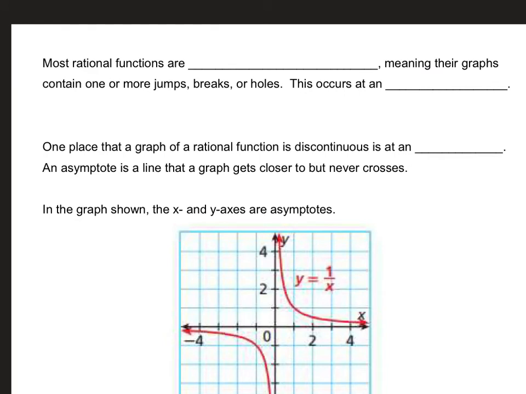Okay, so a little more vocab to go over. Most rational functions are discontinuous functions.